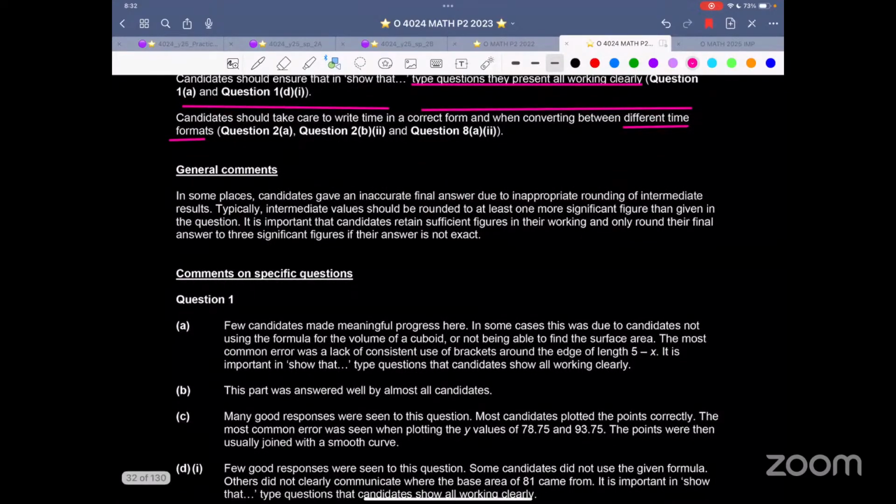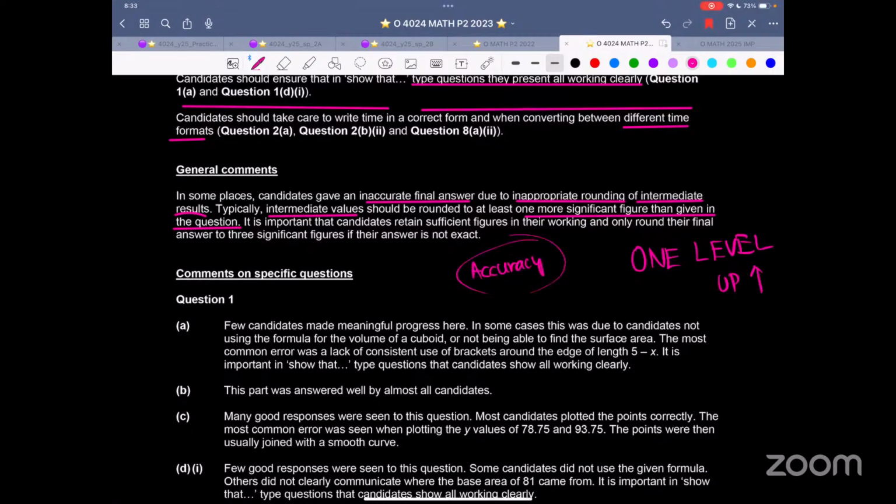In some places, candidates gave inaccurate final answers due to inappropriate rounding of intermediate results. That means work in at least 4 significant figures at all the steps. Typically, intermediate values should be rounded to at least one more significant figure than given in the question. That means what is required, one level up. So remember this word, one level up. So that is the rule for accuracy.